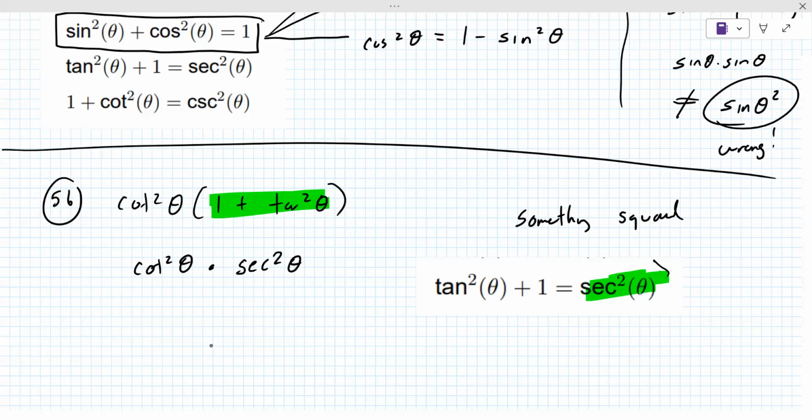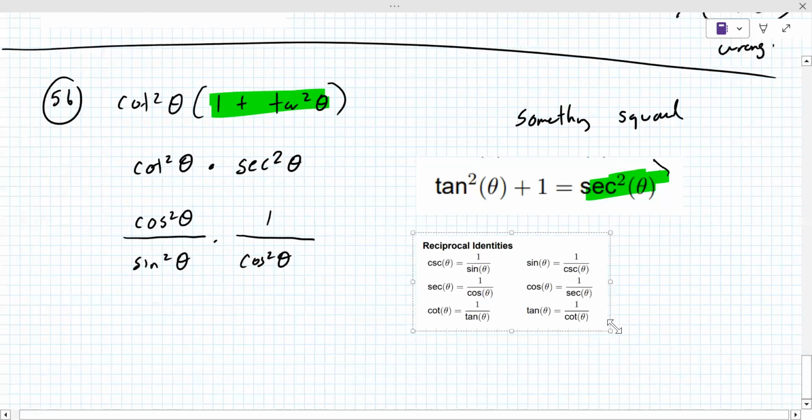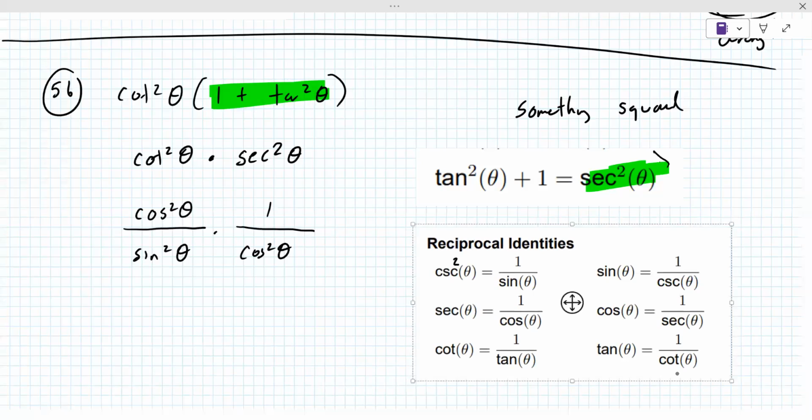So cotangent squared theta, for example, is cosine squared theta over sine squared theta. And secant squared theta is 1 over cosine squared theta. All of those reciprocal identities that I showed you earlier can all be written where you have squares. So if it's cosecant squared, it's over sine squared. Secant squared, cosine squared, and so on. It could be cubed if you wanted. They all work. So more to remember.